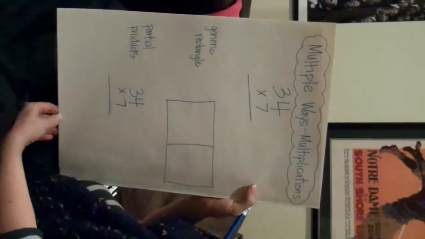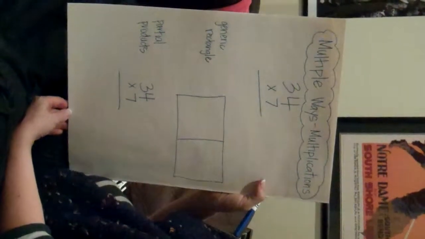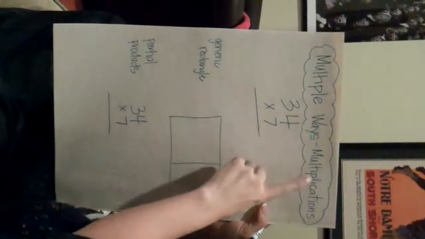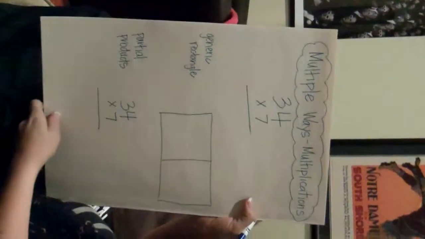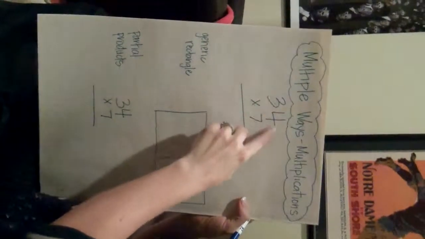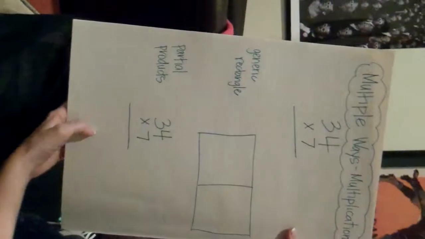Welcome. Today I'm going to show you how to use multiple ways when you're doing multiplication. So here's our multiplication problem, 34 times 7. One way to solve is using a generic rectangle.